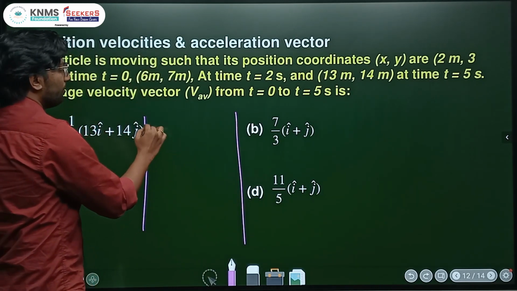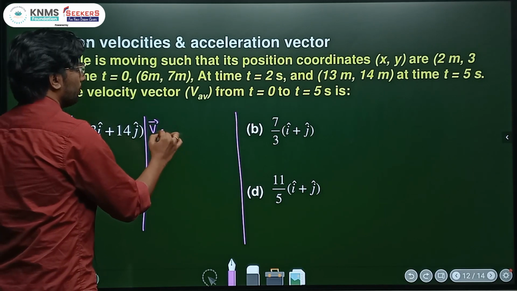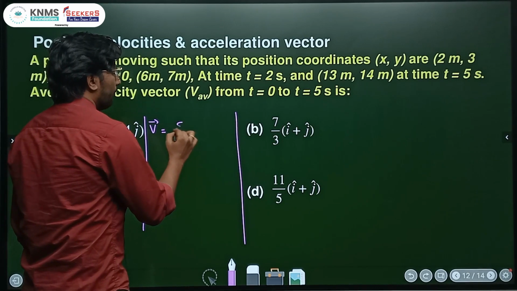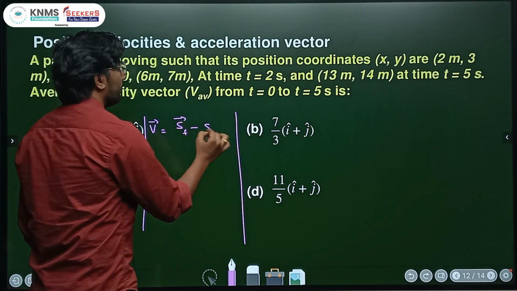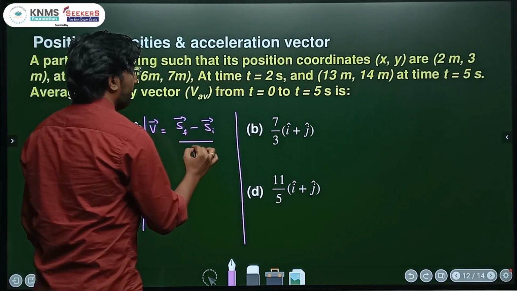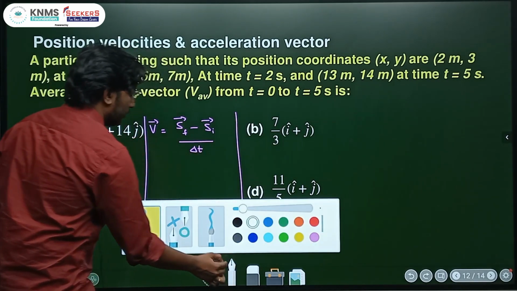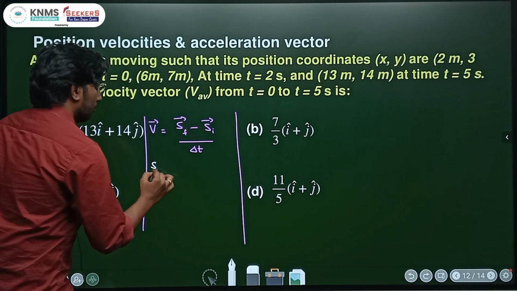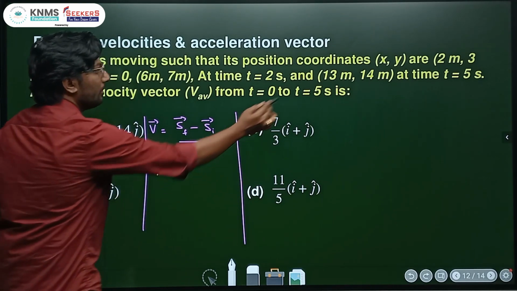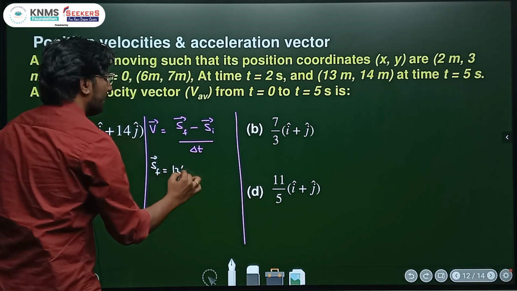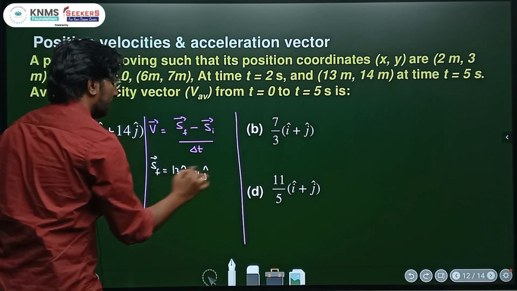And average velocity vector is final position minus initial position. So final position as a vector minus initial position as a vector, divided by change in time. So let's write the final position vector over here. The final position vector at 5 seconds is at (13, 14), so that will be 13 i cap plus 14 j cap.